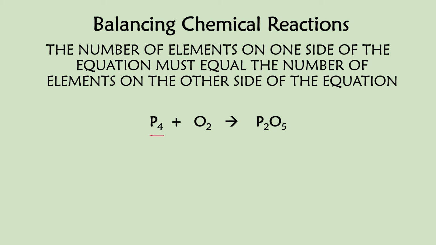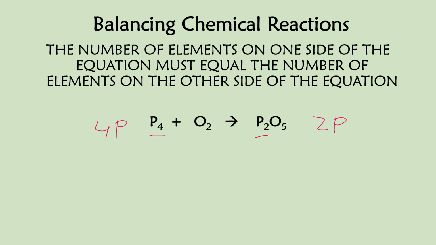Because there's no coefficient, there's only a subscript of 4, that tells us that right now we have 4 phosphorus on the reactant side. On the product side, however, once again, there's no coefficient, so that's one less thing to worry about. So we'll just look at the subscript for phosphorus, and we only have 2 phosphorus on the product side right now. So it's not balanced. We want that number to be the same. So if we have 4 phosphorus on the reactant side, we want to have 4 phosphorus on the product side too.